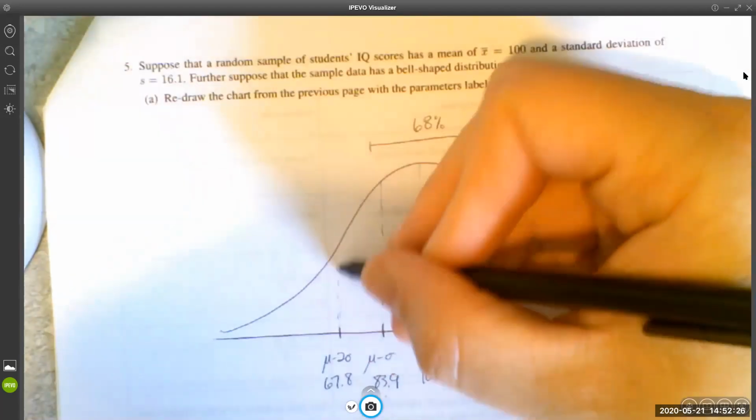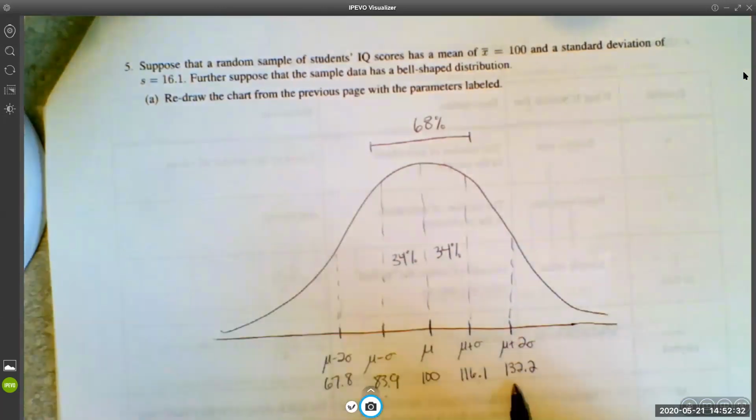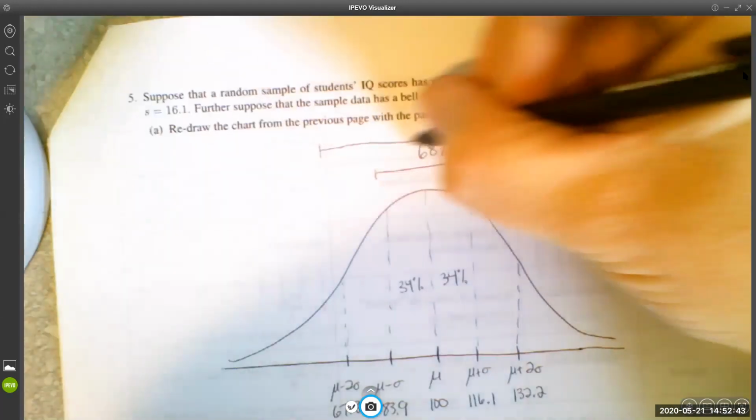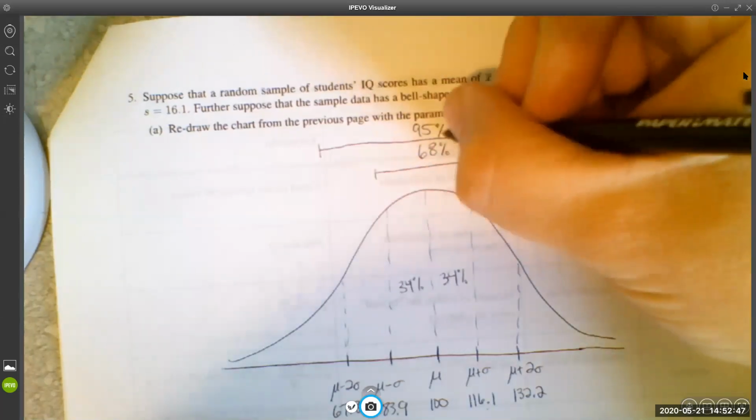Okay. So if you have an IQ score between 67.8 and 132.2, then your IQ score is within 2 standard deviations of the mean. And we know that 95% of people are going to be within 2 standard deviations of the mean.